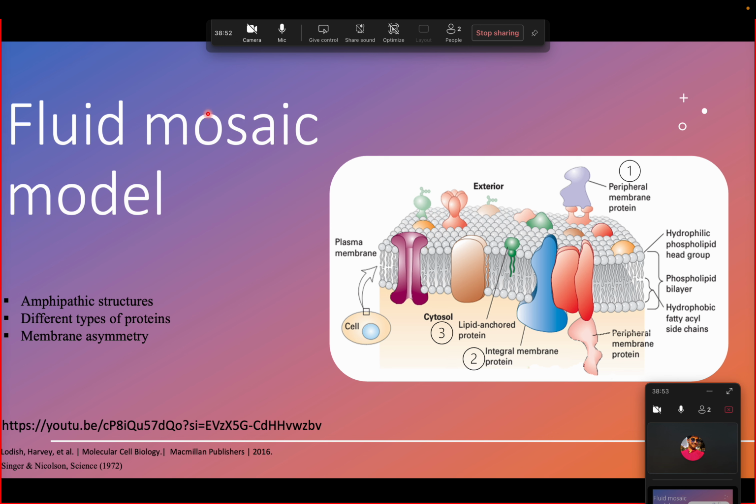And then why is it called mosaic? Because these proteins are randomly distributed inside the membrane. They can be either on one leaflet, either the upper leaflet or the lower leaflet. These can have certain modifications, which will be called glycoproteins, or they can be completely traversing the membrane.